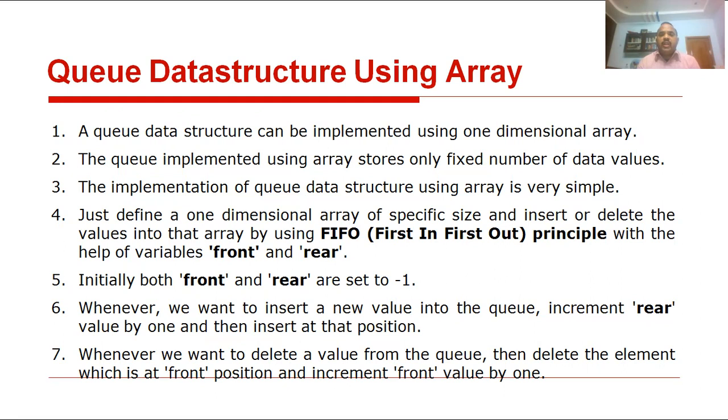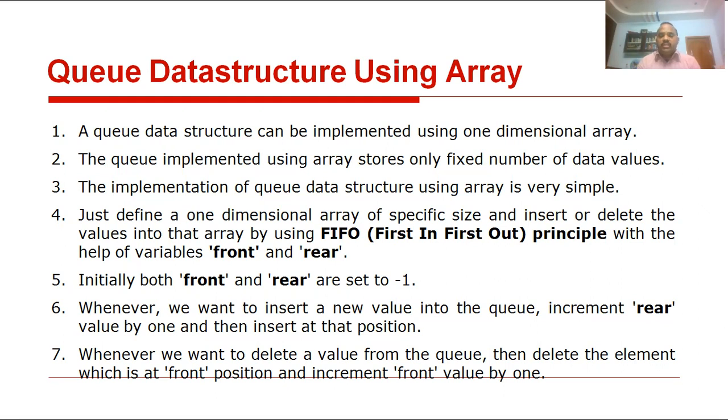Initially, both front and rear are set to -1. Whenever we want to insert a new value into the queue, increment the rear value by 1 and then insert at that position. Whenever we want to delete a value from the queue, then delete the element which is at front position and increment front value by 1. Clear? So this is the first in first out principle.